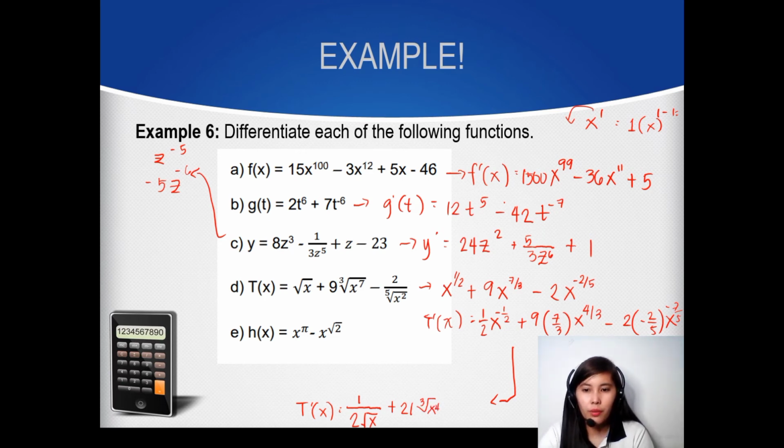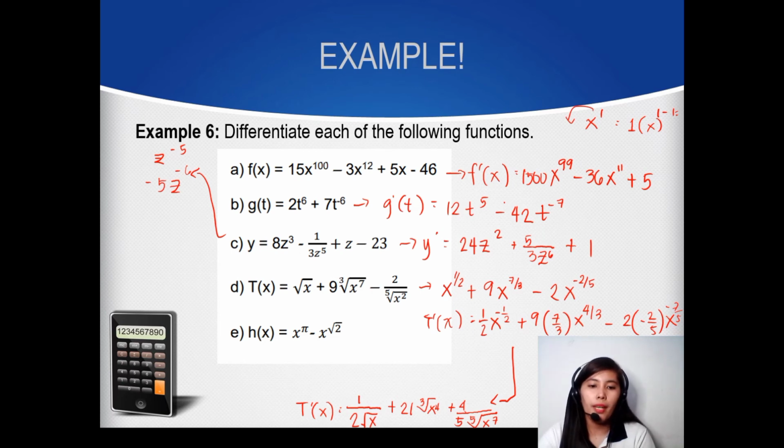Then 2 times 2/5, that is 4 over 5, 5th root of x raised to 7. So that is our final answer.